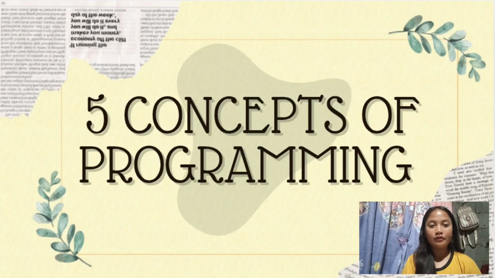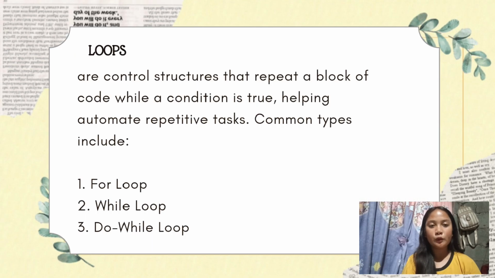Five concepts of programming. First is loop. A loop is a control structure that repeatedly executes a block of code as long as a specified condition is true. Loops are used to automate repetitive tasks, allowing the program to execute a set of instructions multiple times without having to write the same code over and over.